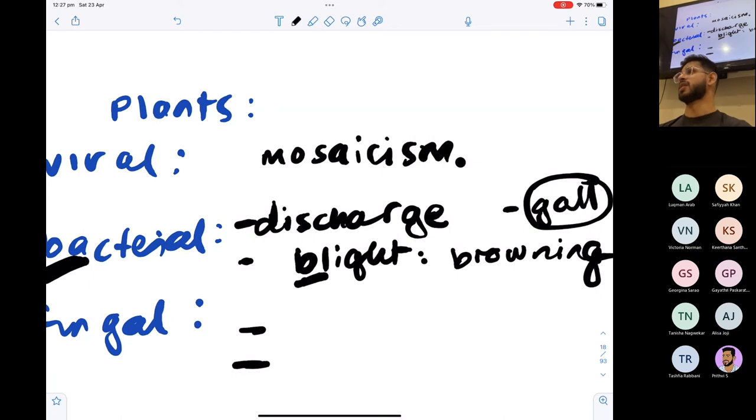I'm sure everyone's seen galls before. Have you seen this before in a plant? G-A-L-L? Has everyone seen those before? Yeah? There's galls on the behind of leaves. Little tumors. I used to pick at them when I used to pull leaves from plants and then just play with it. And I remember I'd pick at the little tumors on it.